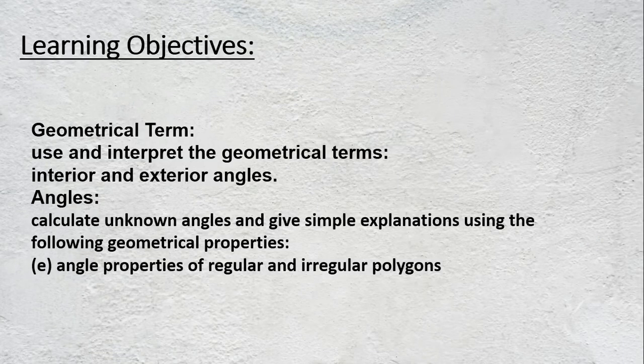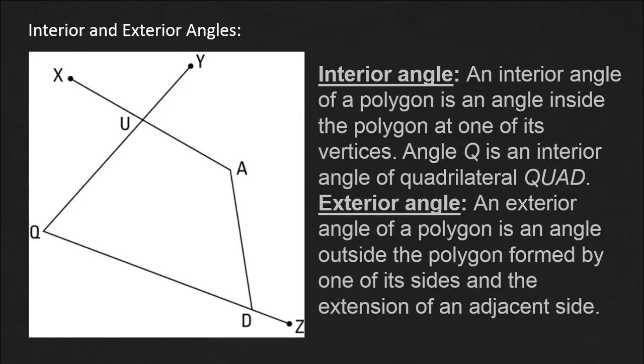First of all, here we have the learning objectives which are given in the syllabus, and the learning objectives have 2 parts. One of the parts is given in geometrical terms: use and interpret the geometrical terms, interior and exterior angles. So first we will study what interior and exterior angles are. The other objective is given in angles also, and that is calculate unknown angles and give simple explanation using the following geometrical properties: angle properties of regular and irregular polygon.